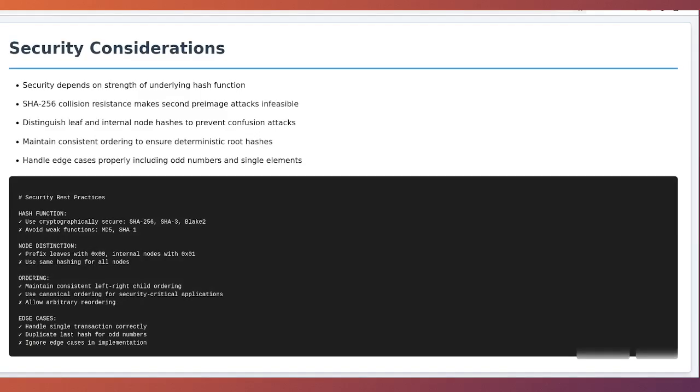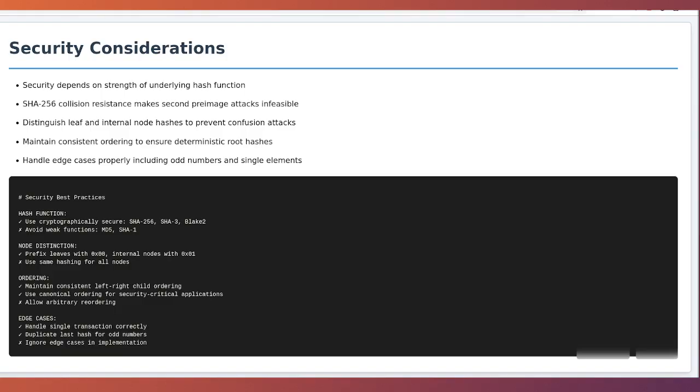Security considerations. While Merkle trees provide strong security guarantees, it is important to understand both their strengths and potential vulnerabilities. Proper implementation requires attention to several security considerations. The security of a Merkle tree fundamentally depends on the cryptographic hash function that is used. If that hash function has weaknesses, the entire structure becomes compromised.